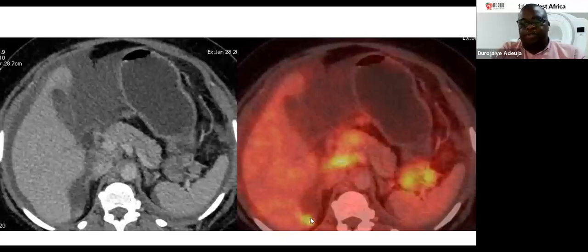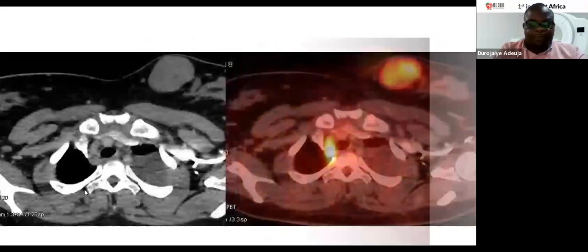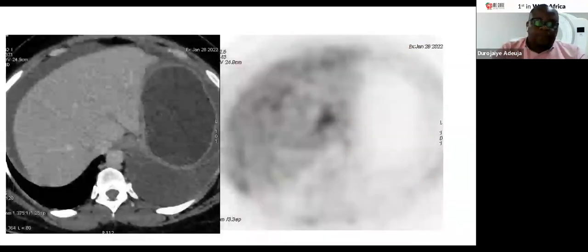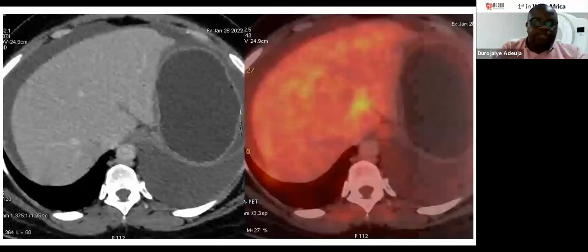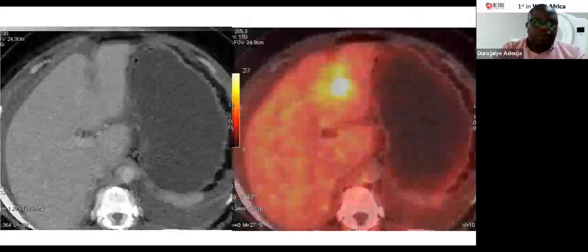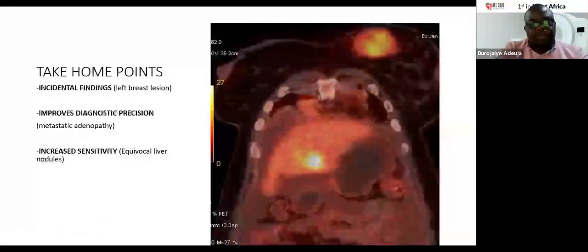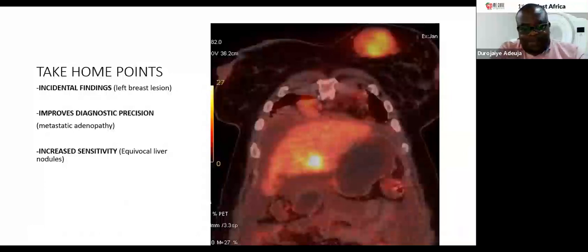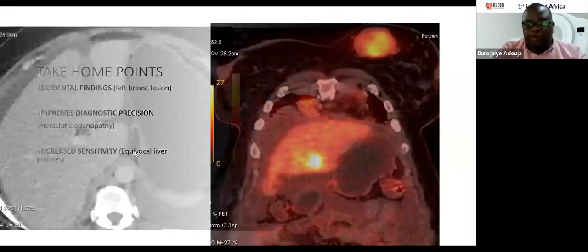The peritoneal carcinomatosis that was even subtle and just broad-based, attaching to the peritoneal wall, we're able to say that, yes, this is also there, which might have been missed because of how small and how not brilliantly enhancing it was at the time of investigation. So apart from improving the diagnostic precision, the third one in this particular case will be that there's increased sensitivity of PET-CT to ordinary CT alone, because of those equivocal liver nodules.